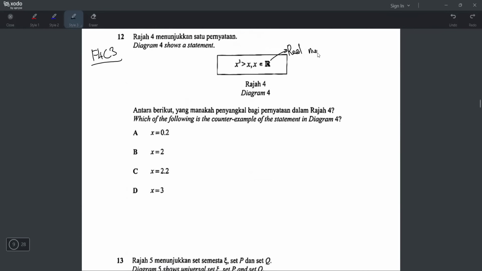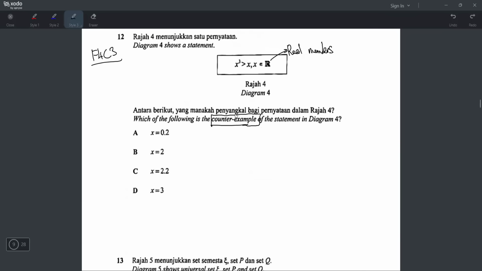Okay, but what is real numbers? Okay, later I explain. Later I explain. Okay, let's read what it says here first. Which of the following is the counter example of the statement in diagram 4? Okay, what is counter example? Dalam bahasa Melayu is penyangkal. But what is that? What's the meaning?